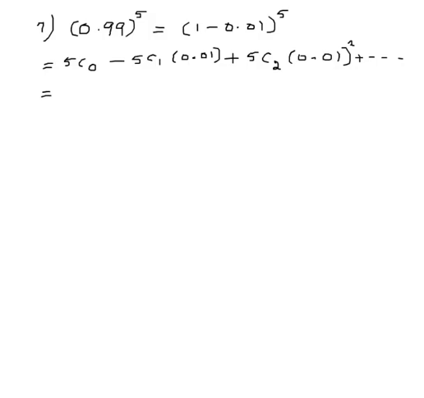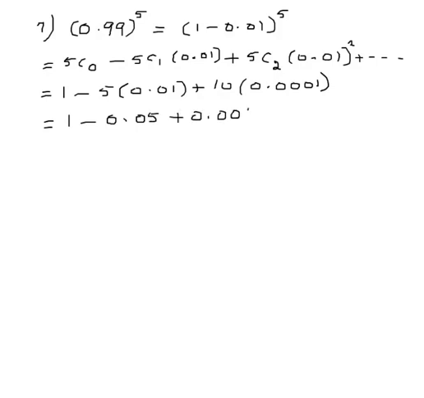But we are going to find an approximate answer by taking only the first 3 terms. 5C0 is 1, 5C1 is 5, 5C2 is 5 times 4 by 2, which is 10. This is 0.0001. 1 minus 0.05 plus 0.001. Add the positive terms and subtract the negative term. So 0.951 is an approximate answer.